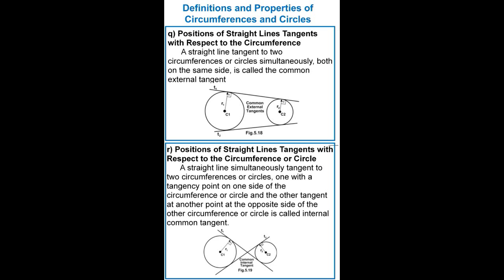In the second half of the slide, I present in figure 5.19 two non-tangent and non-secant circumferences with two crossed tangent lines. That is, the points of tangency of each of the tangent lines are on opposite sides of the two circumferences. These tangent lines are called internal common tangent lines.